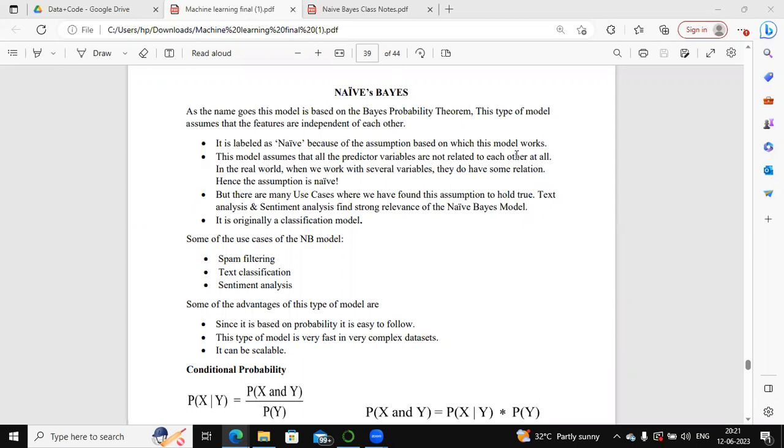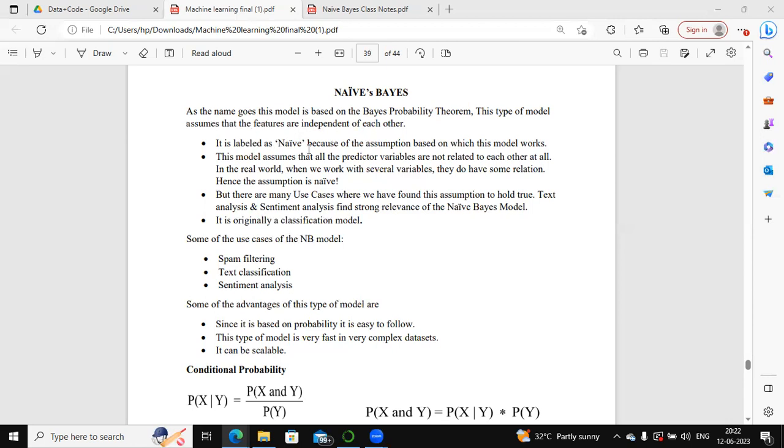In this session, I'm going to cover another machine learning algorithm, which is naive Bayes. As the name goes, the model is based on Bayes probability theorem. This type of model assumes that the features are independent of each other. That is, the independent columns present within a data set are independent of each other. That is what we assume in naive Bayes.